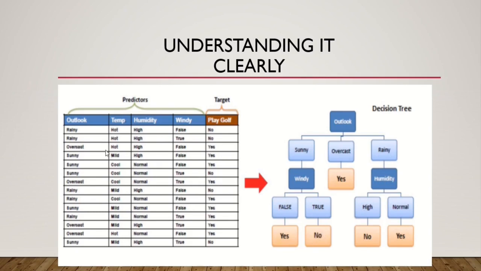Similarly, when it comes to rainy, it is dependent on humidity. If it is rainy and the humidity is high, then we are not going to play golf. And if it is rainy and the humidity is normal, then we are going to play golf. So this is one of the decision trees that the machine has learned.